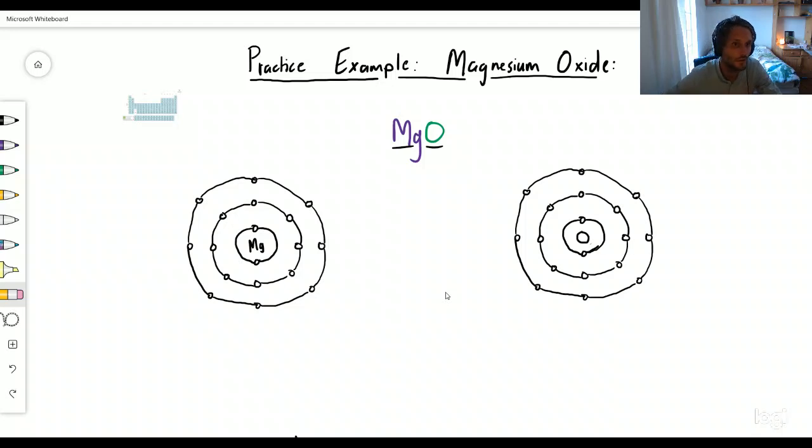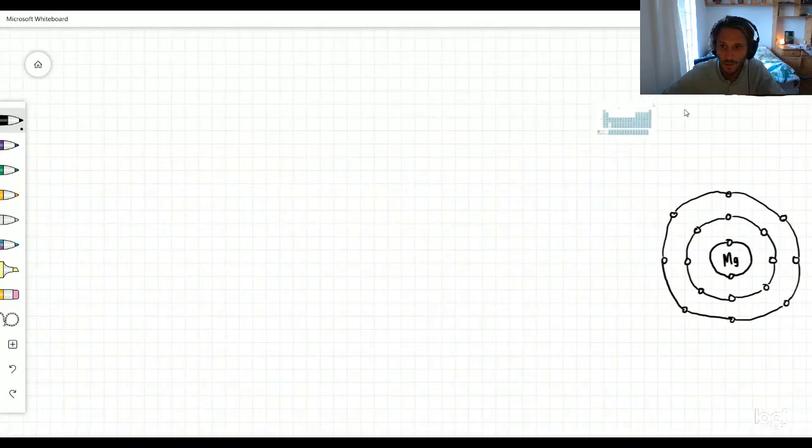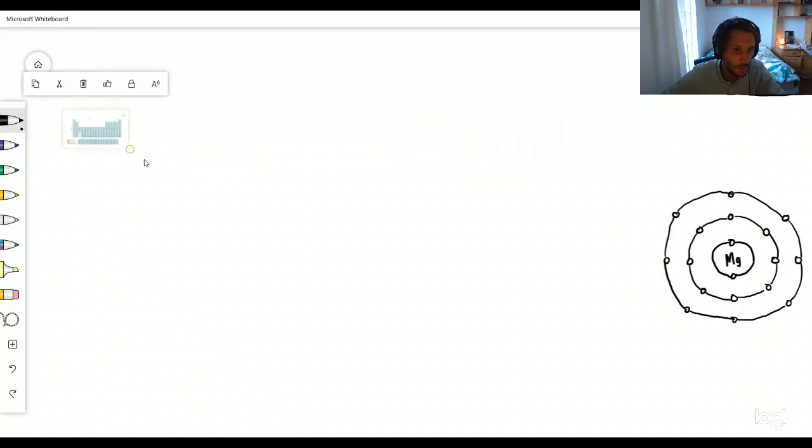Welcome to part 3 of ionic bonding, where we will talk about a practice example called magnesium oxide. Magnesium oxide forms an ionic bond because we have a metal and a non-metal, oxygen, and we can see that from our periodic table. So it's always good to have our periodic table standing by when we're talking about bonding.